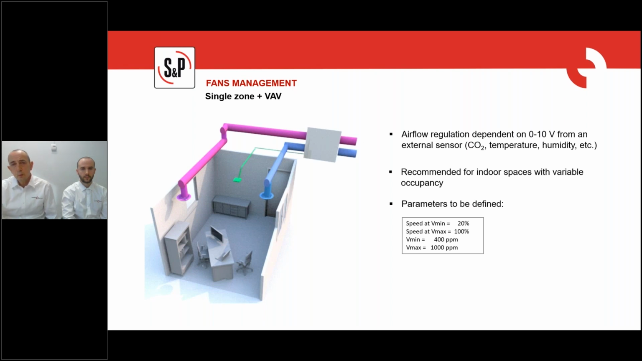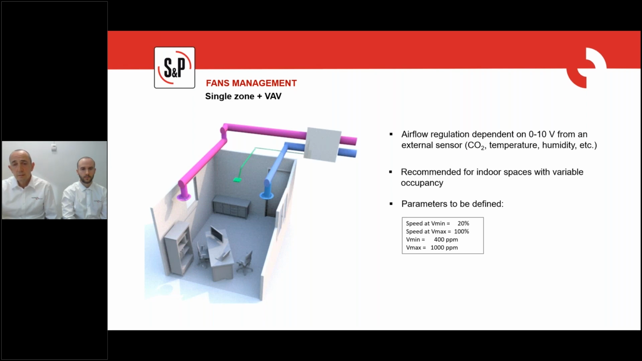Normally in these systems we have to set the different parameters, which are the minimum and maximum speeds, and also the input minimum and maximum values. In the case of CO2, this is an example. You can see this example, which could be common in spaces where a higher level of quality is demanded.